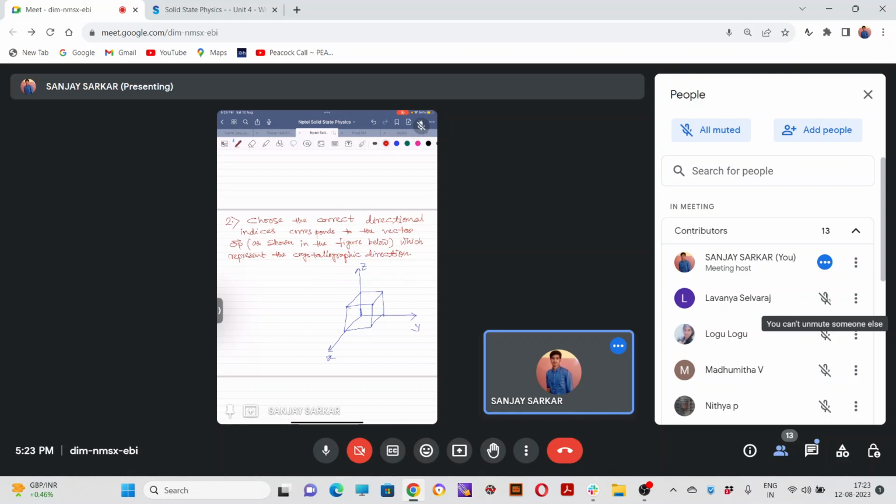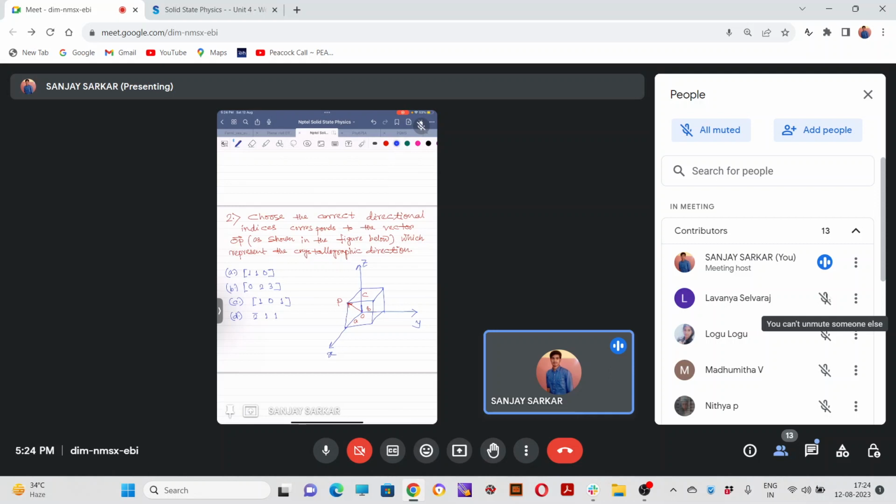So this is O, this is P, and X, Y, Z are already written in units. The cell parameters are a, b and c. You need to find the directional indices of this vector OP, where the direction is from O to P. The options are: A is 110, B is 0 2 3, option C is 101, option D is 2 bar 1 bar. Please calculate this and let me know. If you need any information, I can tell you, but first you calculate this.